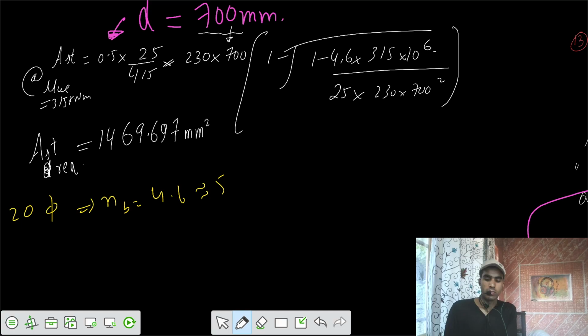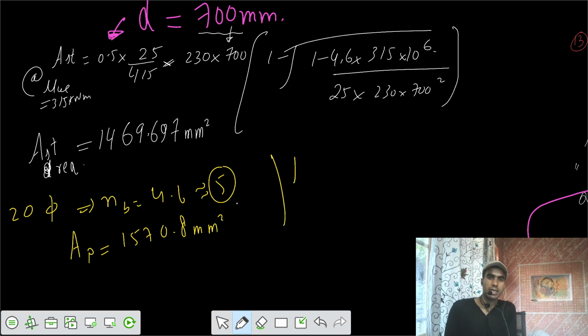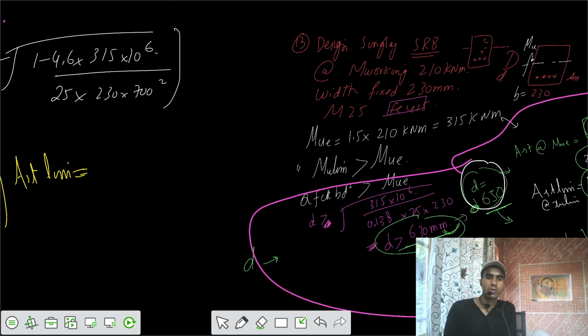And if I solve for that number of bars, 5 into 0.25 into pi into 20 square, that comes to be 1570. So if I provide 5 bars, the area provided is 1570.8 millimeters square. Now I want to see what the AST limiting is, what is the AST limiting corresponding to this? We need to calculate AST limiting, and AST limiting corresponds to Xu limiting.